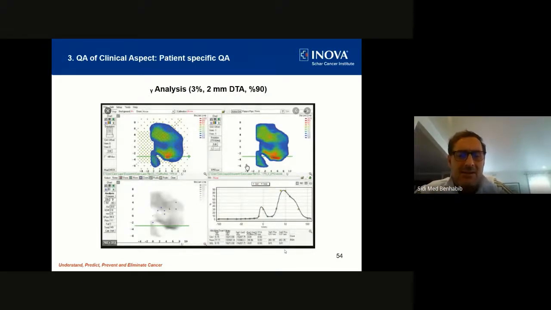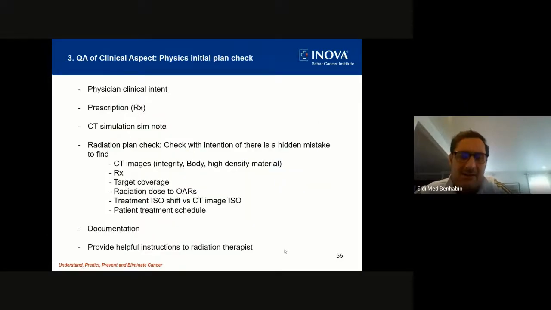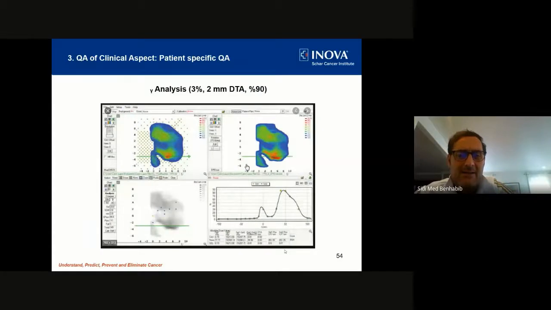Next slide. This is just a gamma analysis, and that's actually, if you can go back. This is a gamma analysis that is recommended by AAPM TG218: 3% dose difference, 2 millimeters DTA, which is distance to agreement, and 90% gamma. So this is the recommendation by AAPM TG218 for patient-specific QA. Next slide.